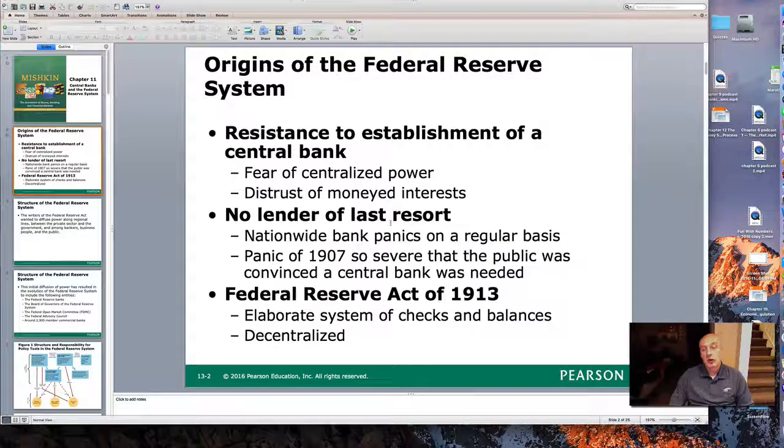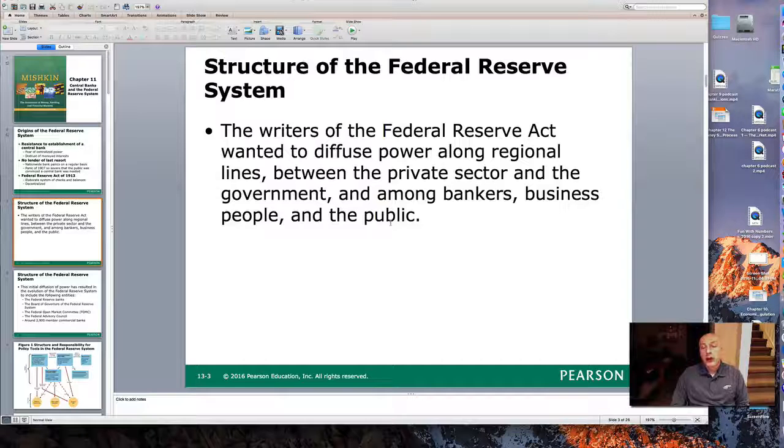It was set up so that it would be decentralized and would have an elaborate system of checks and balances. The writers of the Federal Reserve Act wanted to make sure that power was more widely distributed, not only within the government but also among the private sector, bankers, businesses, and the public. Furthermore, it broke it down into regions, so it wasn't just one powerful bank, it was made up of 12 regional banks as well.